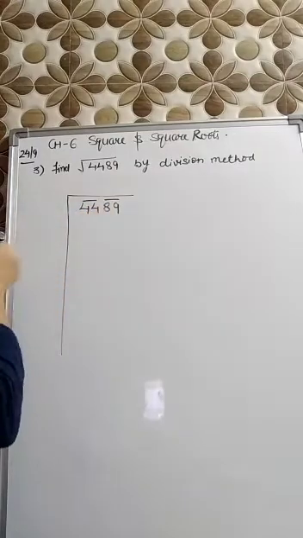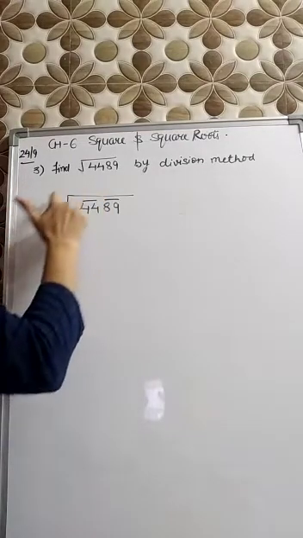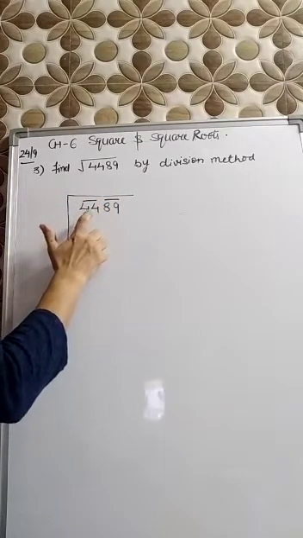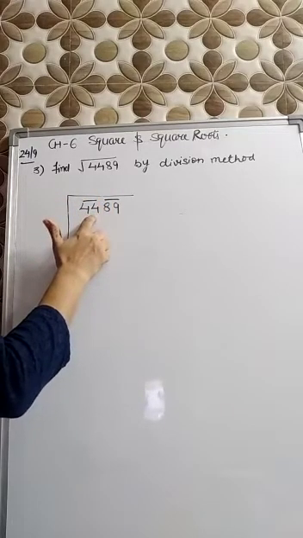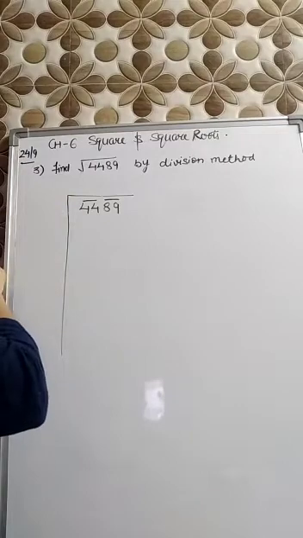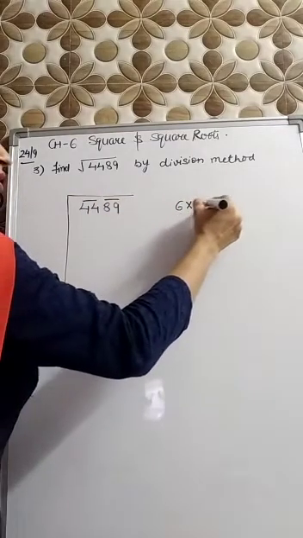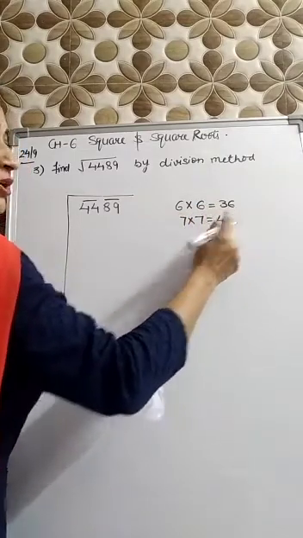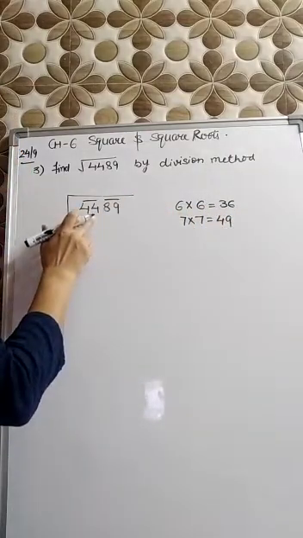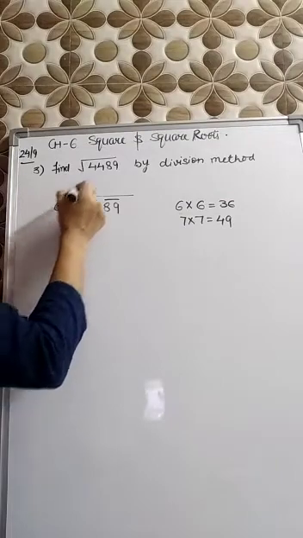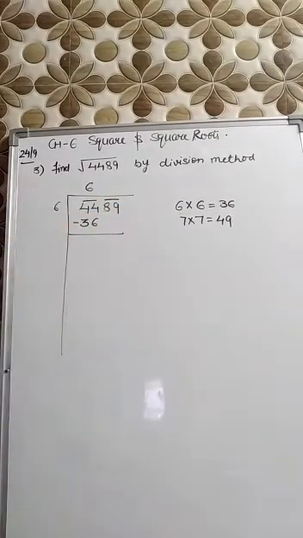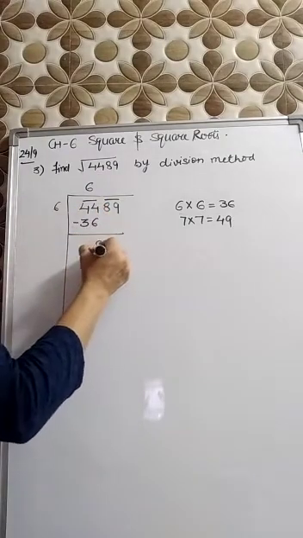Make the pair. Now you have to take the same digit here. When you multiply the same digit, you will either get 44 or a number smaller than 44. Like 6 6s are 36. Next is 7 7s are 49. But you can't take 49 because 49 is greater than 44. So you will take 6 6s are 36. When you subtract it, what will you get? You will get 8.